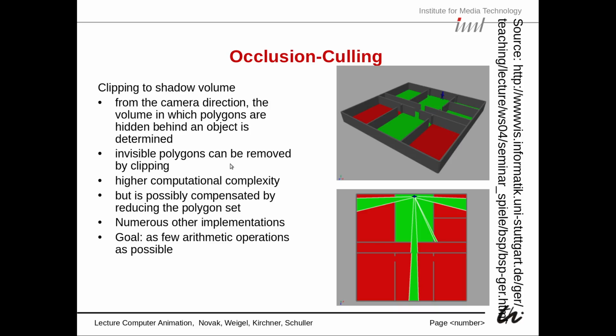So invisible polygons can be removed by clipping. But this leads to higher computational complexity, but this is possibly compensated by reducing the polygon set. So if a lot of objects are in these red areas, that gives us a lot of savings. So there are also numerous other implementations, and the goal is always to have as few arithmetic operations as possible.